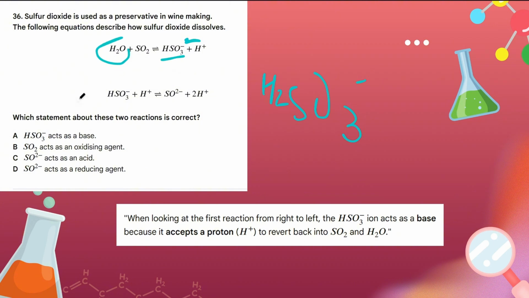And from here, same. It wants to be alone. This wants to be alone. And you just get here, making it 2H. That's why from this direction, HSO3 minus is always acting as a base. So yeah, the answer is A.